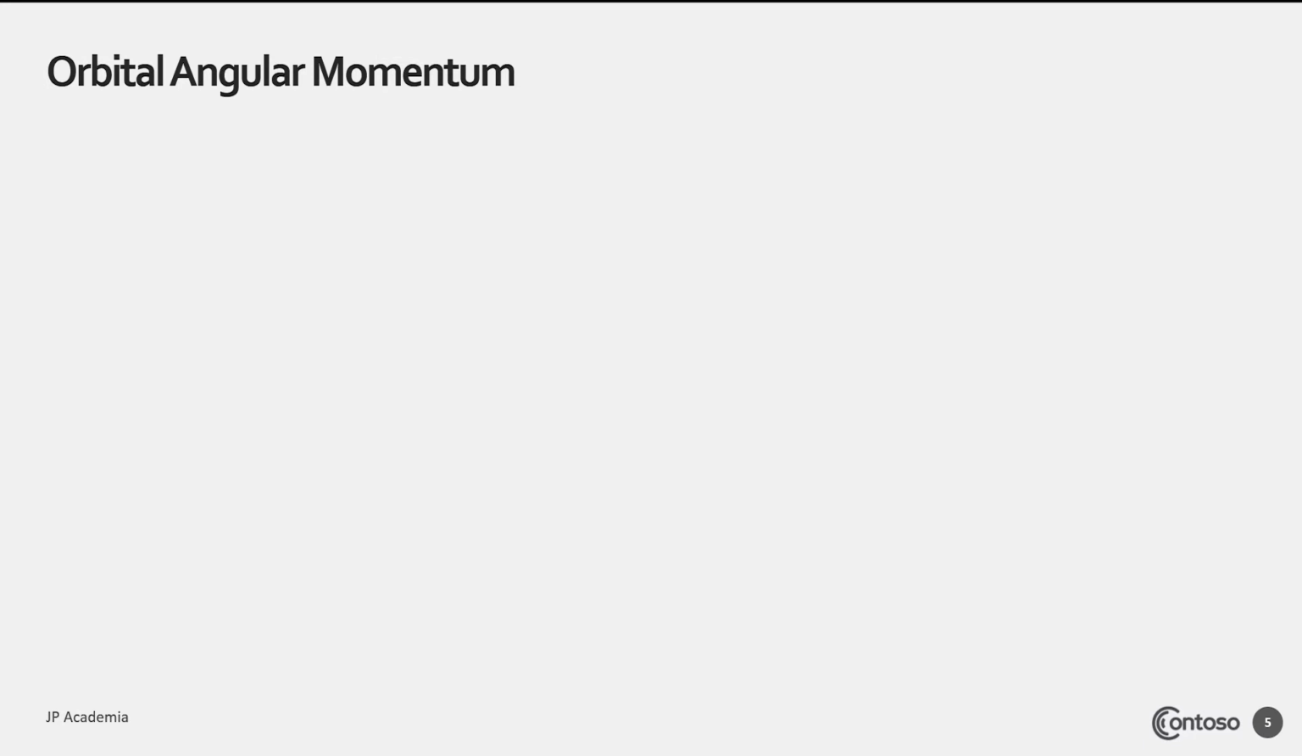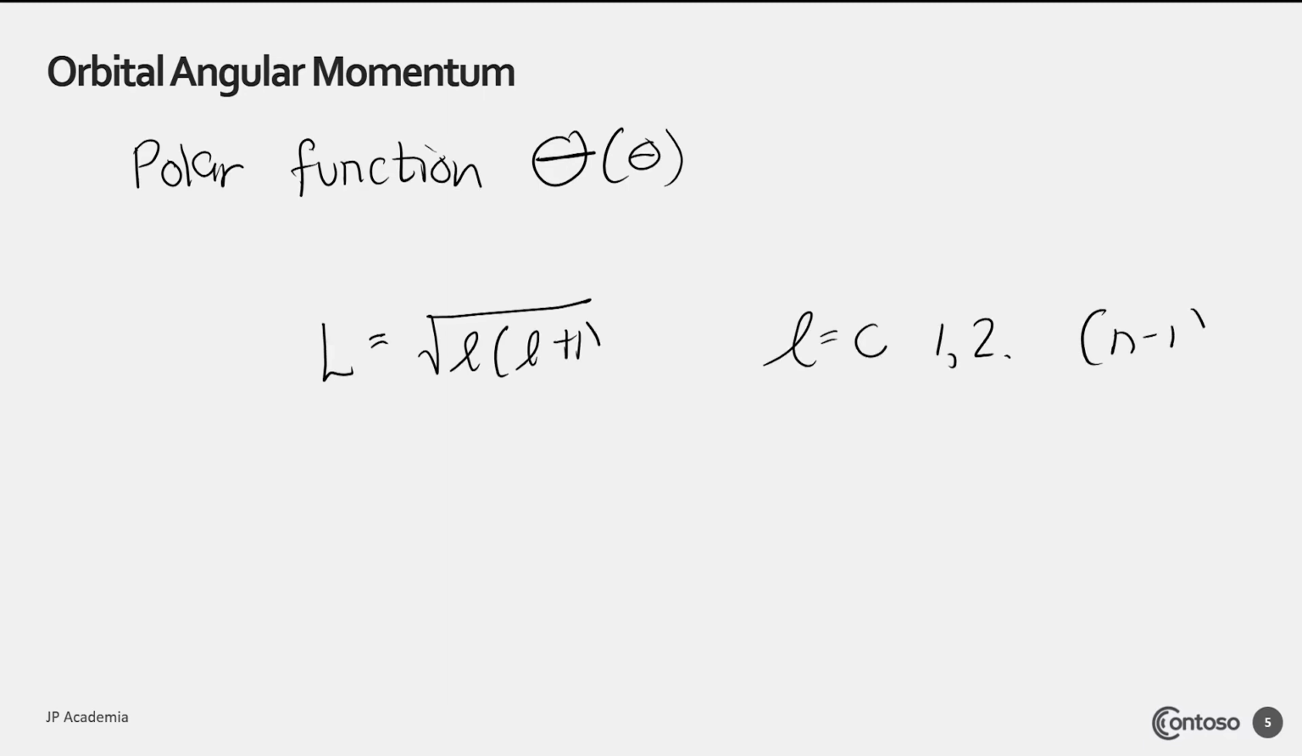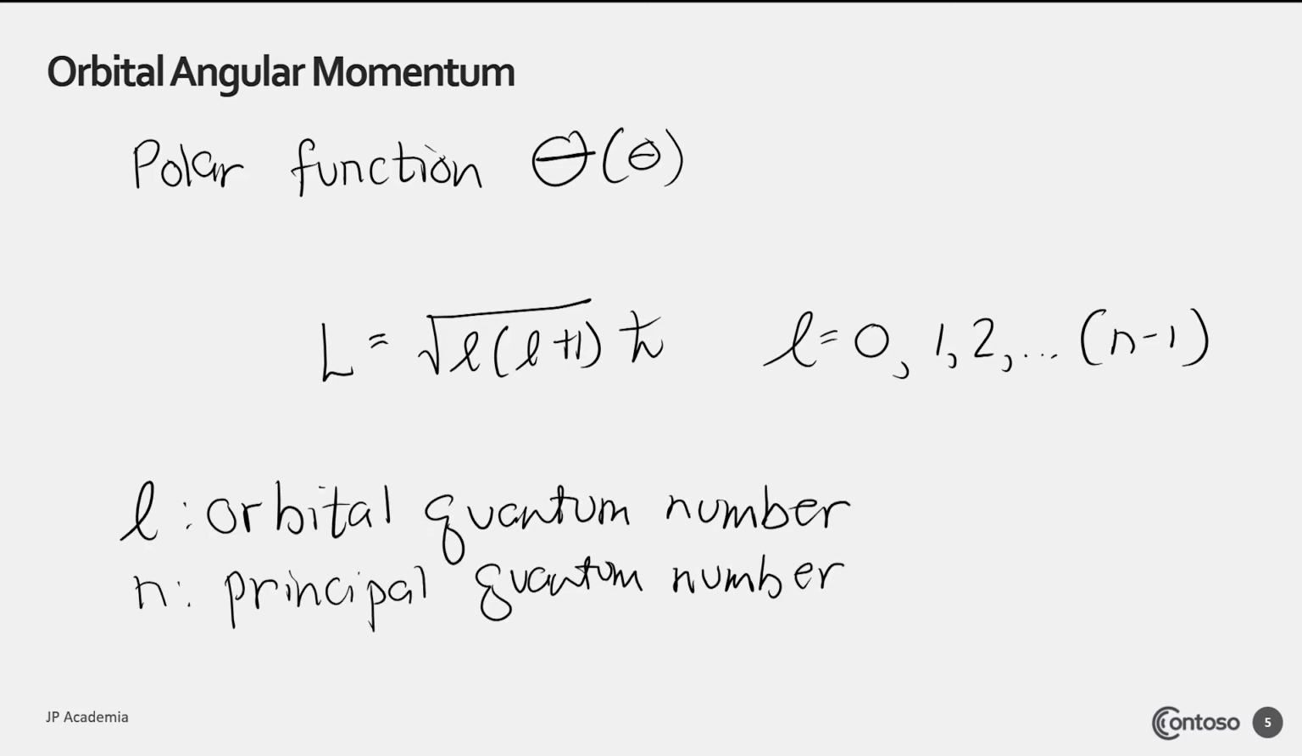One part of the solution for the Schrodinger equation is the polar function, or the theta. It shows the quantization of the electron's orbital angular momentum, as shown. The magnitude of the orbital angular momentum is expressed as this. So L, the magnitude of angular momentum, is equal to the square root of l times the quantity l plus 1 times h bar, wherein l is our orbital quantum number with the value of 0, 1, 2 up to n minus 1, wherein n here refers to our principal quantum number.